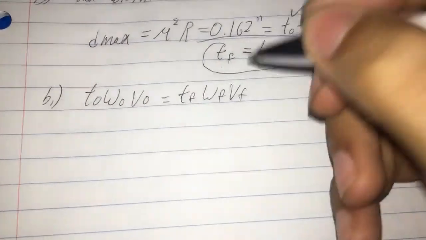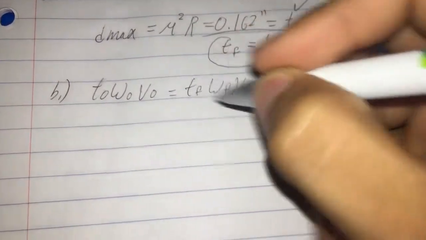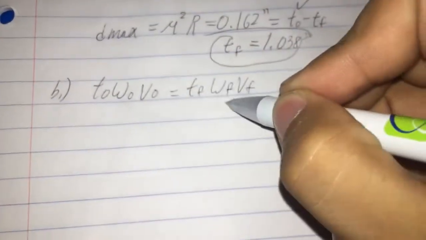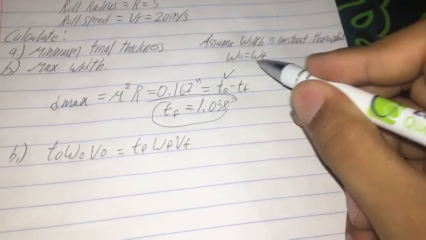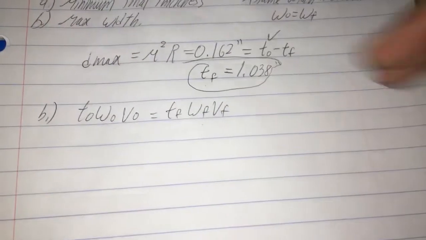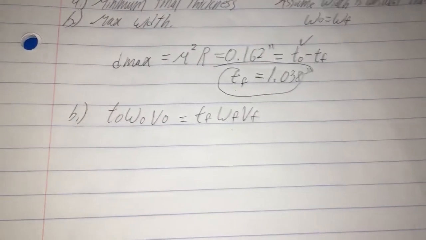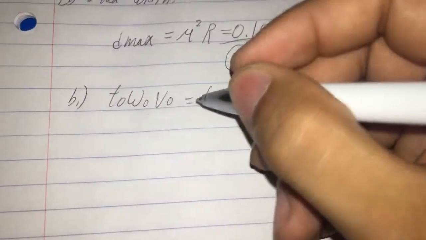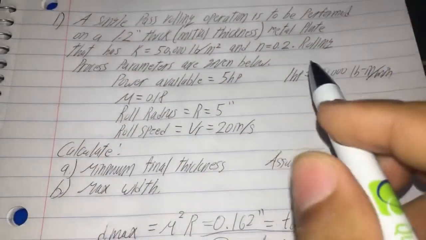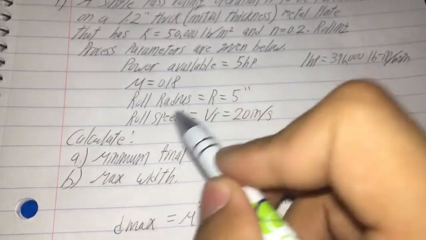So what you could do in a perfect world is you could try to solve for either one of these two, but since we have the assumption that WO and WF are equal, then you're not really going to go anywhere. It took me about 5 pages to get that through my head. So what do you do? For starters, you could look at what's available to you in the problem. You have power available, you have the coefficient of friction, you have roll radius, and you have roll speed.